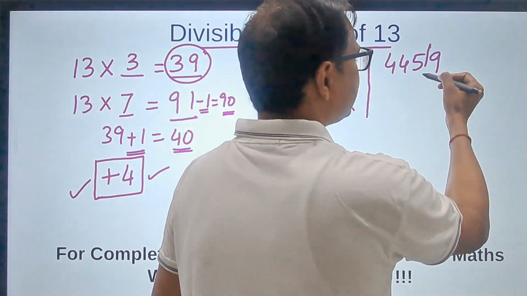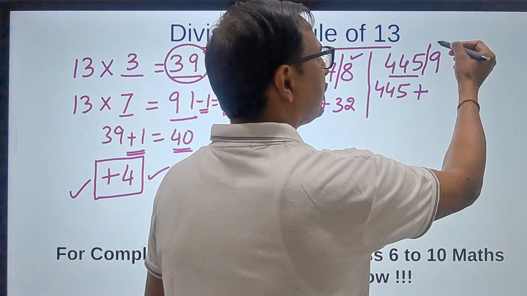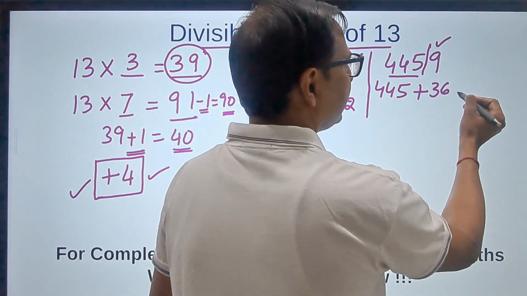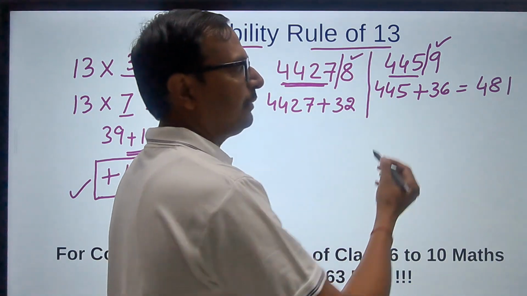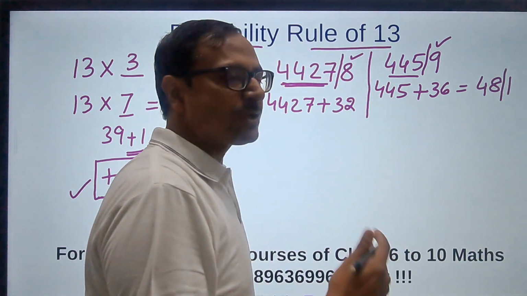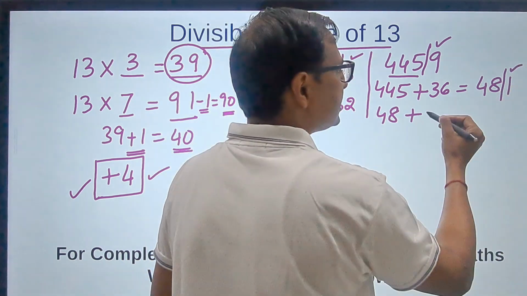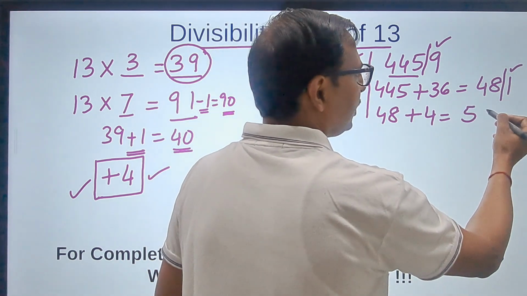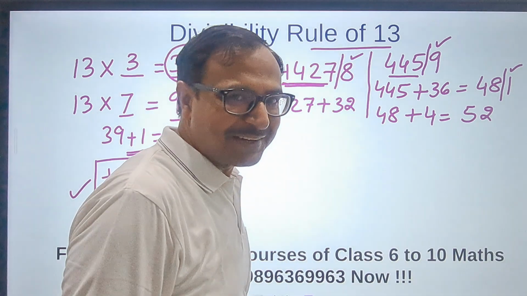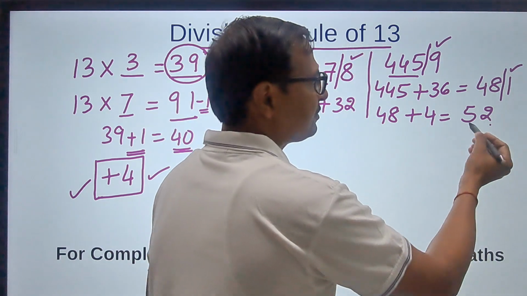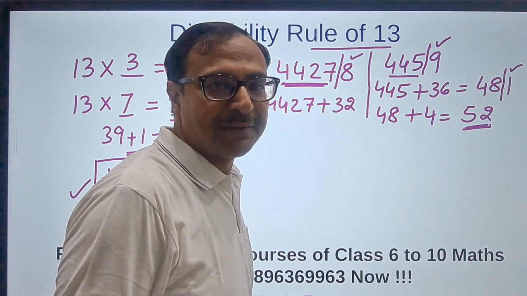Because 4459 is again difficult to identify whether it is divisible by 13 or not, separate out the unit digit again: 445, the remaining number, plus 4 times this, 9 fours are 36. That will give you 481. And 481 again is difficult to identify, so separate out the unit digit. 48 plus 4 times 1 is 4, and that gives me 52. And 52 actually is divisible by 13, right? And if this number is divisible by 13, then the whole number, that is 44278, is divisible by 13.